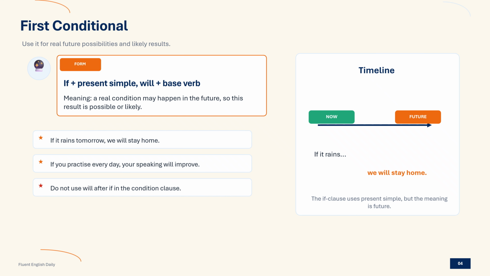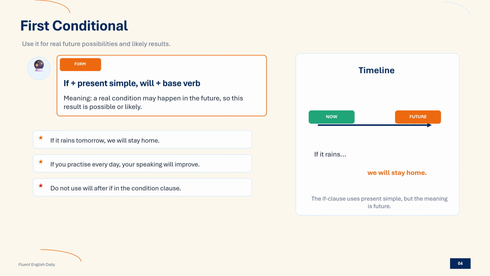We use the first conditional for real future possibilities and likely results. The structure is if plus the present simple, followed by will plus the base form of the verb. For example, if it rains tomorrow, we will stay home. The rain has not happened yet, but it is a genuine future possibility. Another example is, if you practice every day, your speaking will improve. The condition is realistic, and the future result is possible or likely.